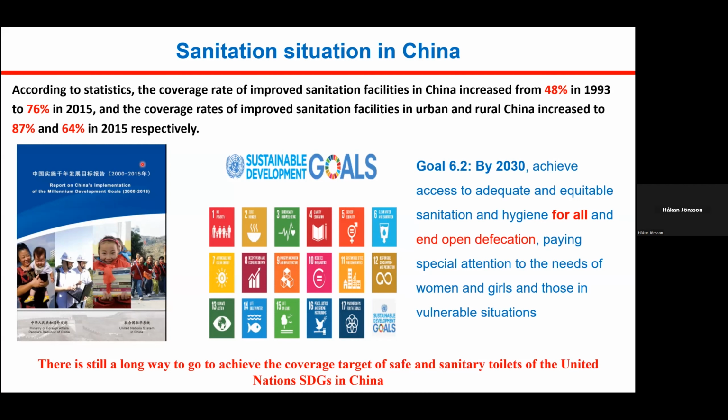But compared to the SDG, goal 6.2, we can understand that by 2030 we should achieve access to adequate and equitable sanitation and hygiene for all, not just a percentage, but 100%. This is still challenging. So generally, we can see there is still a long way to go to achieve this coverage target of safe and sanitary toilets.